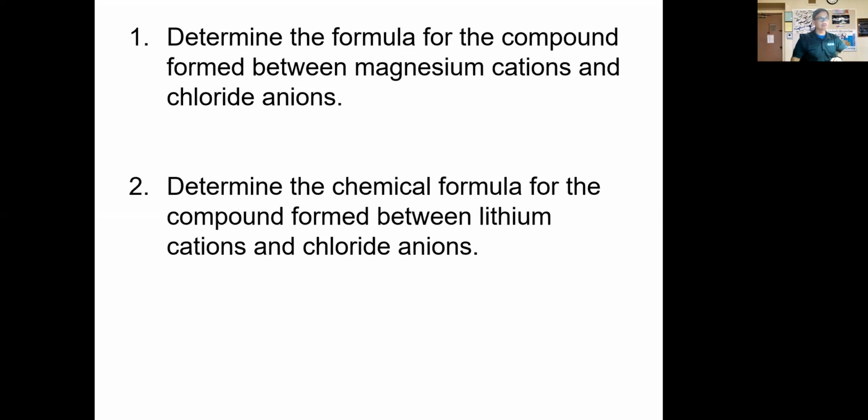Okay. All right. Let's take a look at the compound that forms between the potassium cation and the nitride anion. Let's take a look at if a compound forms, what will the formula be for the compound that forms between these two ions here?